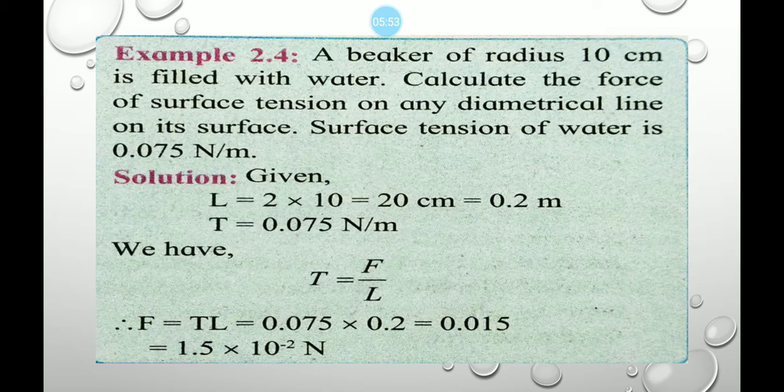The beaker has a radius given as 10 centimeter, so from that we take its diameter, that is, we have to take its length. Then T equals 0.075 Newton per meter. T equals F by L, so F equals T into L, and we have to calculate this value. We get force equal to 1.5 into 10 raised to the power minus 2 Newton.